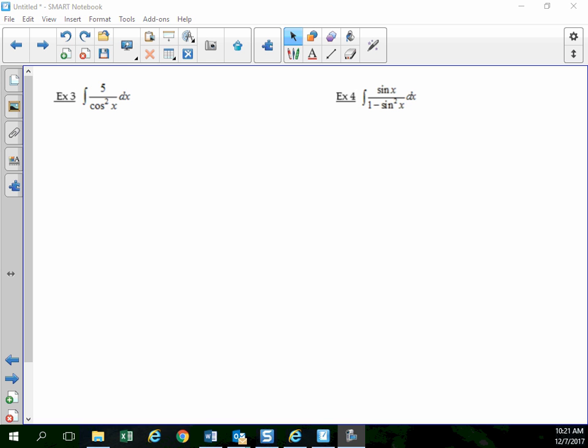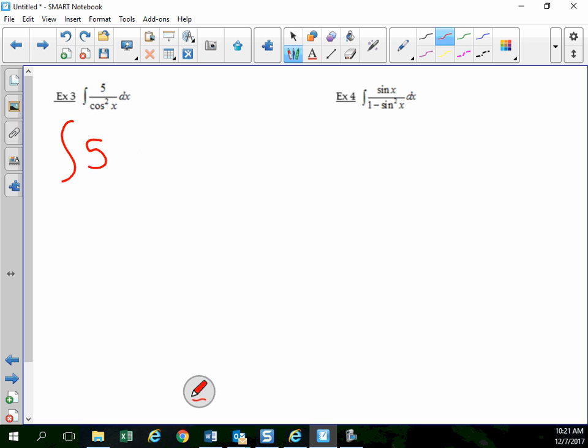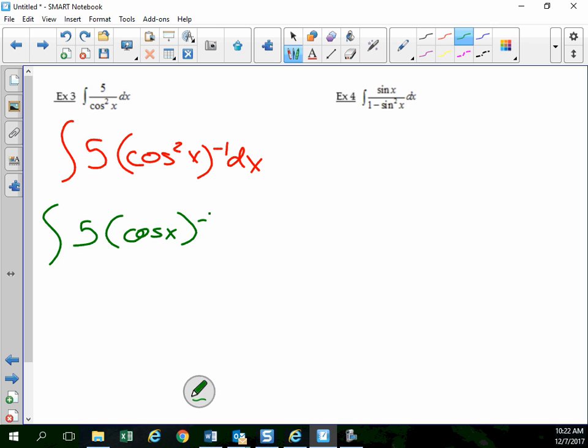I want to chat a bit about a couple things that I see. I see this a lot. By the way, you realize that this is the same thing as this? I have a lot of you that I saw on your paper, you brought up the cosine x and made it a negative 1, but you need to recognize that that's the same thing as cosine x to the negative 2 power. Is everyone okay with that?